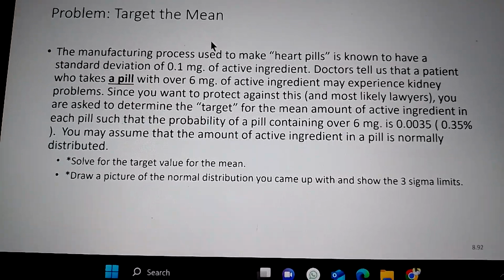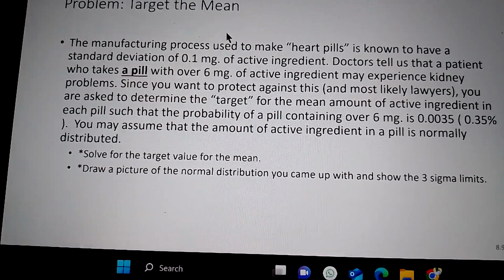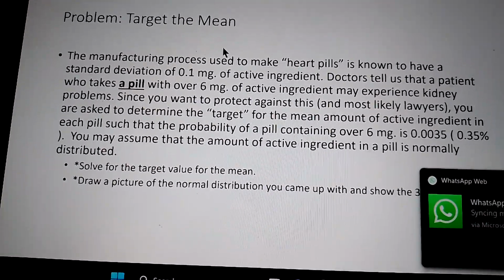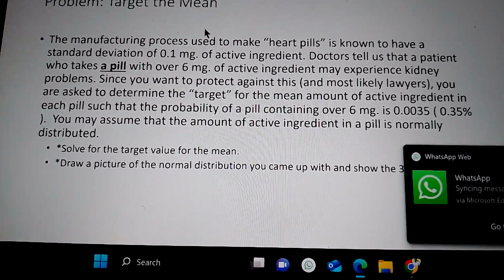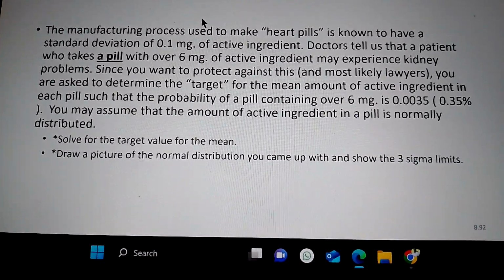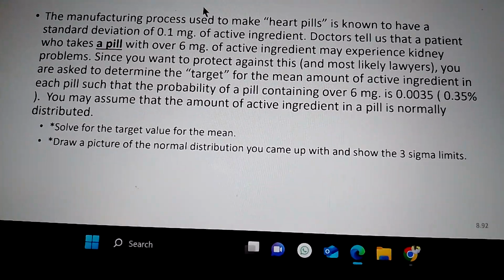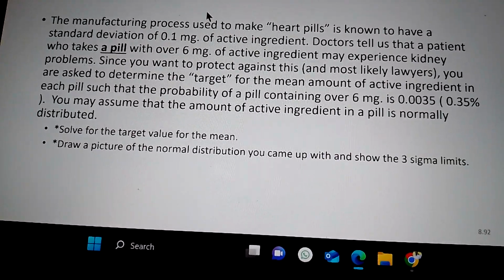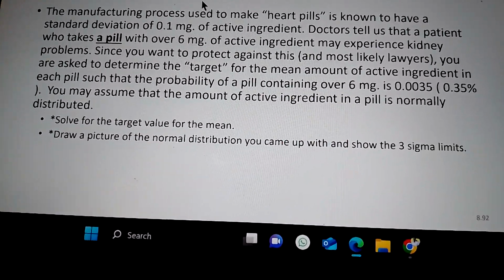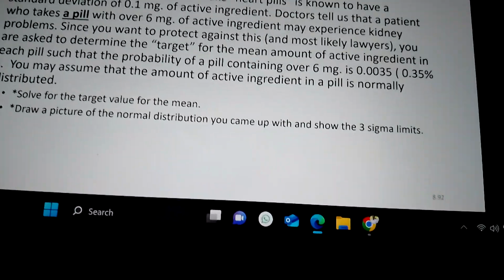So that means the maximum we are looking at is 6 milligrams, and the standard deviation is 0.1 milligrams. Basically, what we are doing here is looking for the mean. You are asked to determine the target of the mean amount of active ingredient in each pill, so that the probability of a pill containing over 6 milligrams is very low, 0.0035. We are going to solve for the target value of the mean, then we'll draw a picture of the distribution. So now let's get to it.